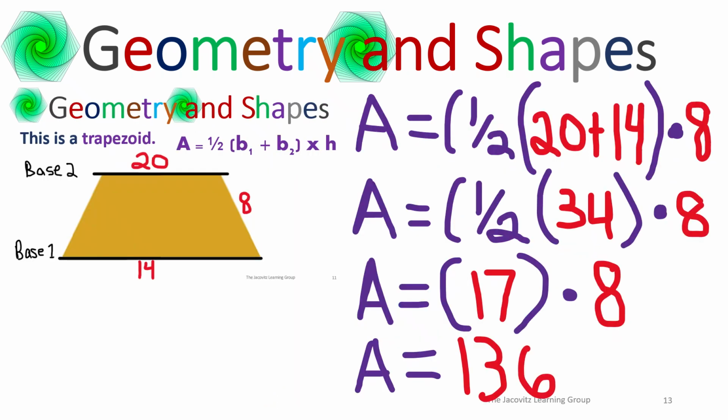Now, so you have 20 plus 14 here. This is your area, 20 plus 14. That's 34. This is times 8. This is a half. Okay, and now a half of 34 is 17. 17 times 8 is 136. So now you have the area.